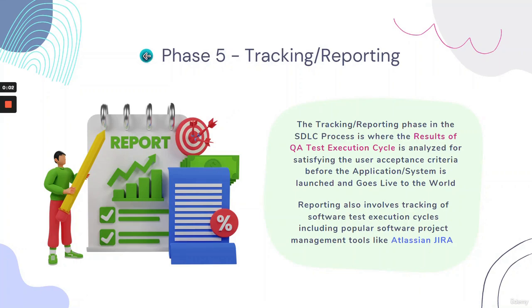Once the QA testing process has been completed, we move on to the phase known as tracking and reporting. The tracking and reporting phase in the SDLC process is where the results of the QA test execution cycle are analyzed for satisfying the user acceptance criteria before the application or system is launched and goes live in the real world. Reporting also involves tracking of software test execution cycles, including popular software project management tools like Atlassian Jira.